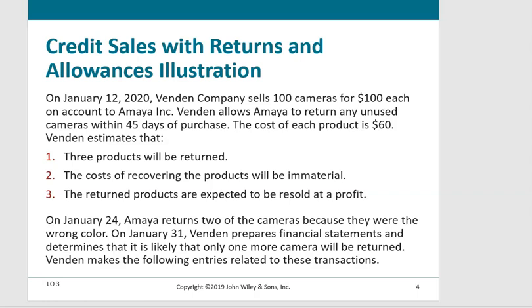Think about, are we charging the customer shipping to get those returned cameras to us? And the returned products are expected to be resold at a profit. So we think that the customer is going to return them not because they're defective, but something about the customer just doesn't like them, but we can resell them. On January 24th, Amaya returns 2 of the cameras because they were the wrong color. On January 31st, Vendin prepares financial statements and determines that it is likely that only 1 more camera will be returned. Vendin makes the following entries related to the transaction.